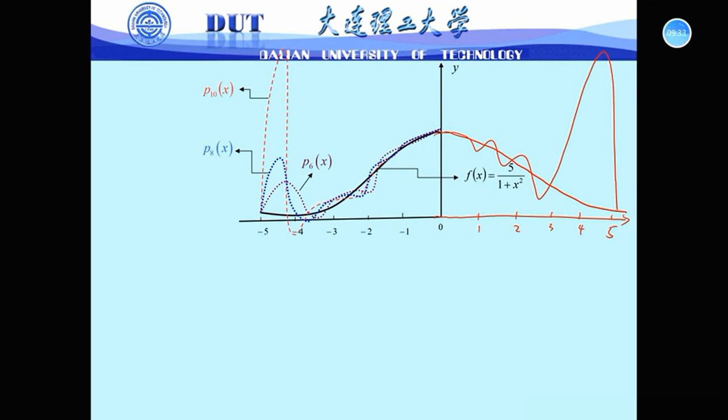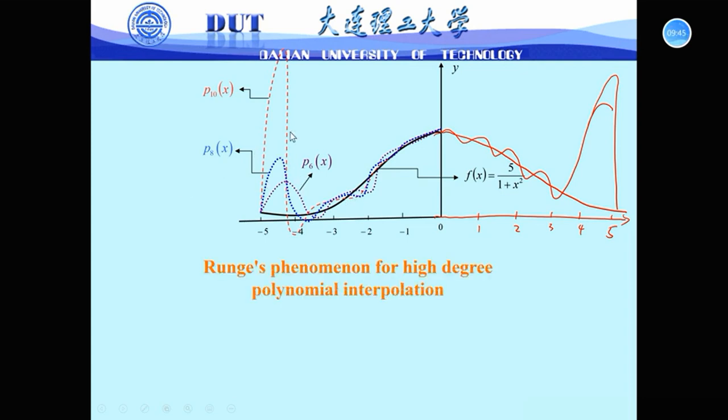Okay. Just like this. Of course, it is like this. Okay, it's a symmetry case. So that means we don't have convergence. This is also a very famous counterexample. It means the Runge phenomenon for high degree polynomial interpolation.